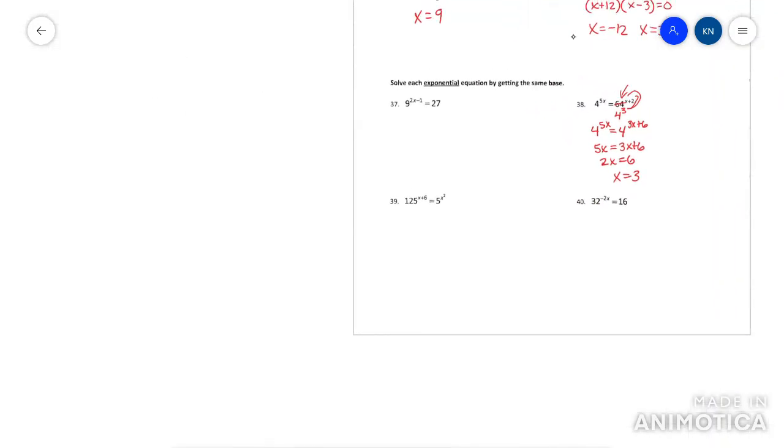All right. Now on 37, you can't change them to be base 9. 27 can't work like that. So you have to take them to base 3. So this is really like 3 squared. Now that's going to be the power to the power distribution again. So really it's going to turn into 3 to the 4x minus 2 equals 27 is 3 cubed. Now you just set the exponential parts equal to each other and go solve.